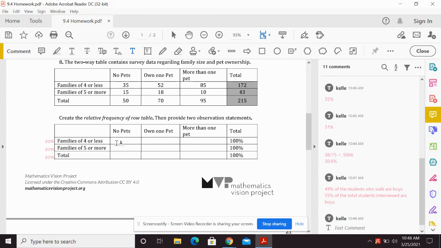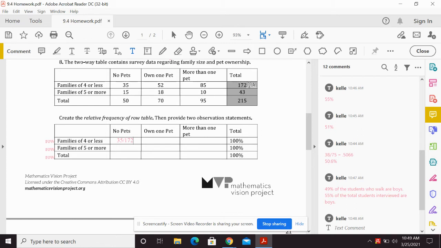You're gonna work with families of 4 or less that have no pets. So you're gonna put 35 over your total, which is 172. Of families of 4 or less, what percent have no pets? So 35 over 172.